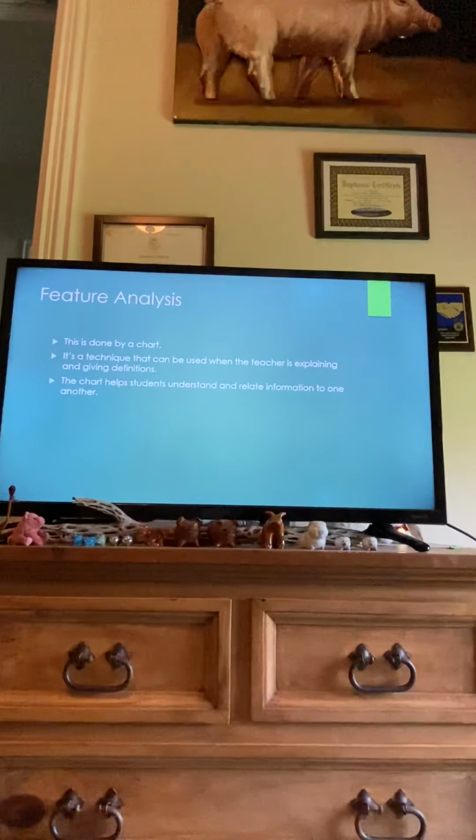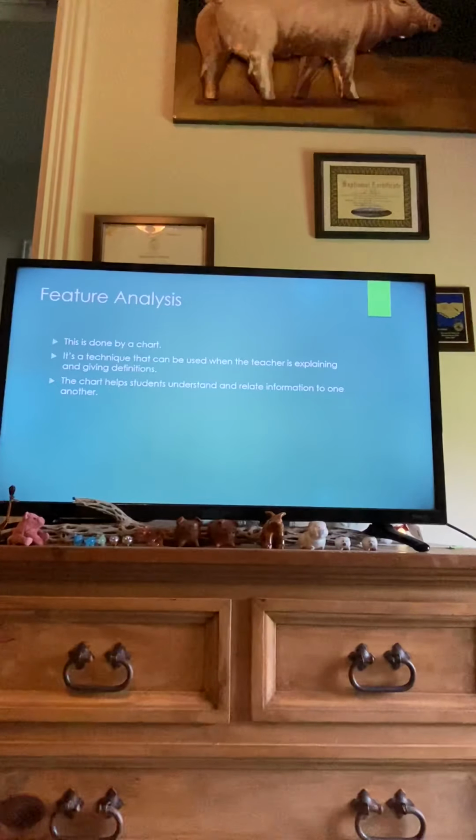Featured analysis. This is done or shown by a chart. Teachers can use this method when introducing a new topic. The chart is words with indications about the word. For example, if I was making a chart, I would try and describe the parts of animals. I could list animals and then check mark if they have the anatomy part or not.